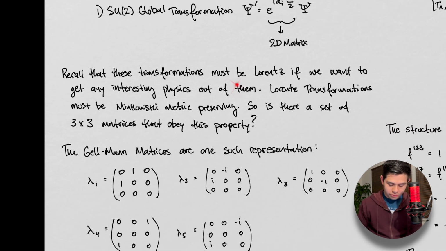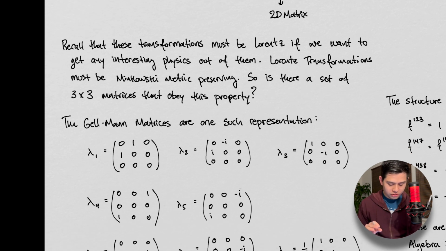Recall that these transformations must be Lorentz if we want to get any interesting physics out of this. The Lorentz transformations must be Minkowski metric preserving. So is there a set of 3x3 matrices that will sort of obey this property?